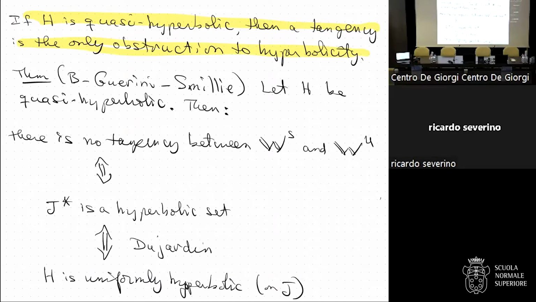And so the theorem here is that suppose we know already that we're in the quasi-hyperbolic world. So our stable manifolds have bounded local folding. The unstable manifolds have bounded local folding. We know we have stable and unstable guys. The only obstruction to hyperbolicity is tangencies. So if there is no tangency, then it's got to be a hyperbolic set. And Dujardin's theorem says, in fact, it's uniformly hyperbolic. Okay, so we're very happy about that.